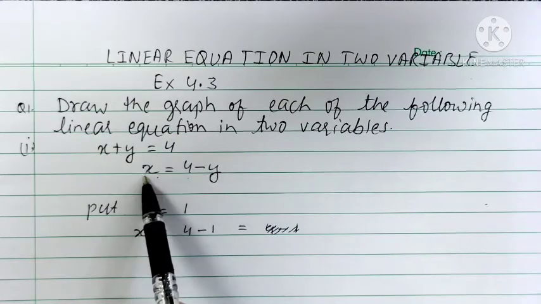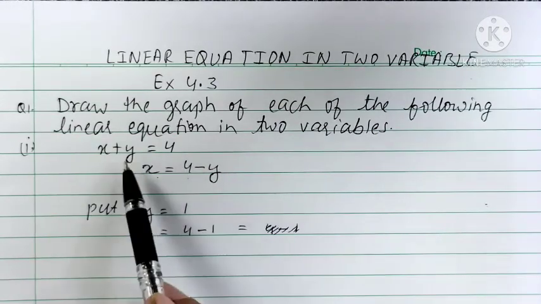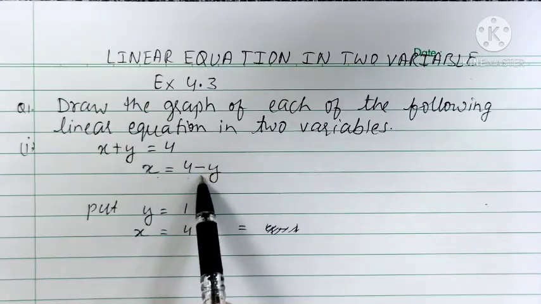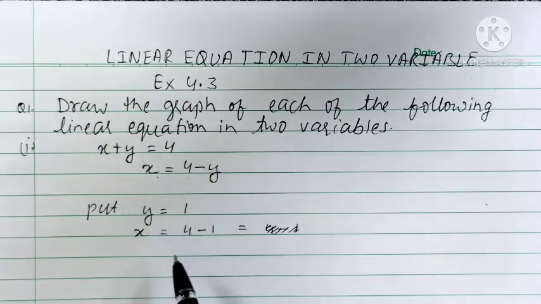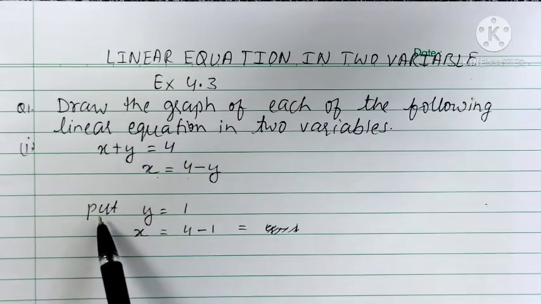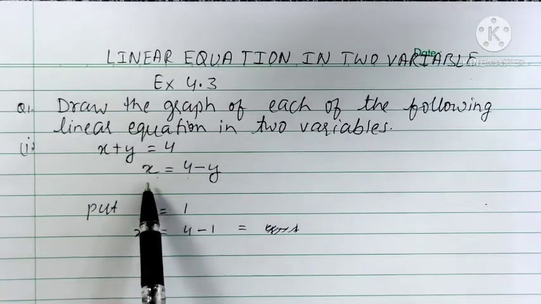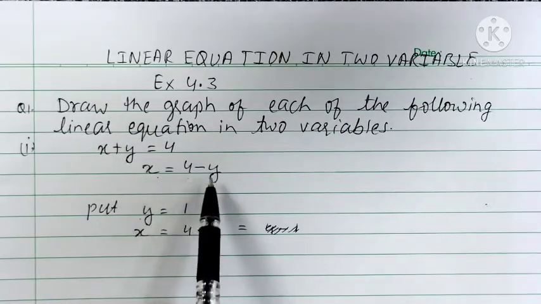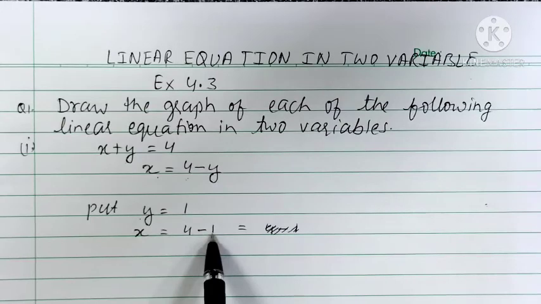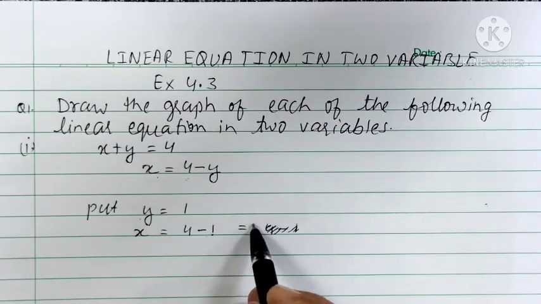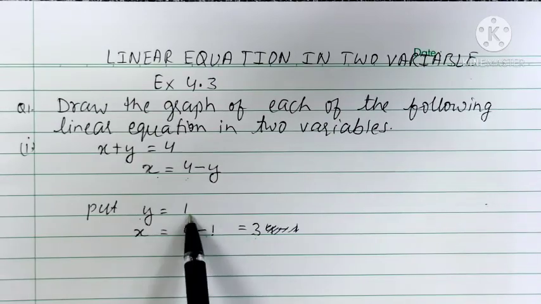We will take x equals 4 minus y, transposing y to this side. Now we will put the values of y equals 1, 2, 3 to get the value of x. Putting y equals 1, x equals 4 minus y, which is 4 minus 1, that is 3. So now we have one solution, that is 3 comma 1.